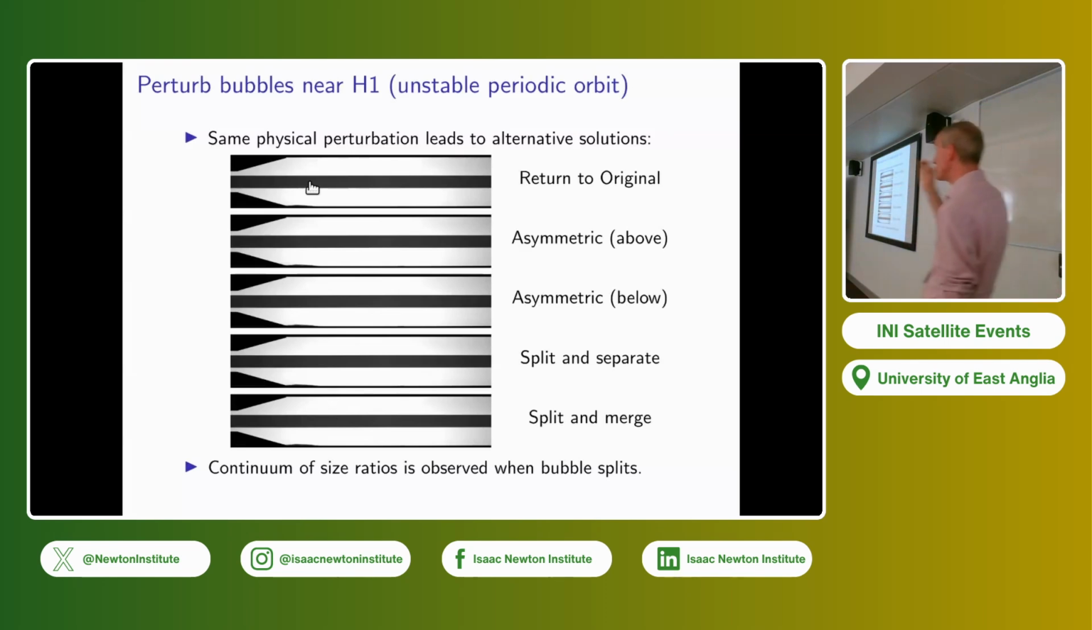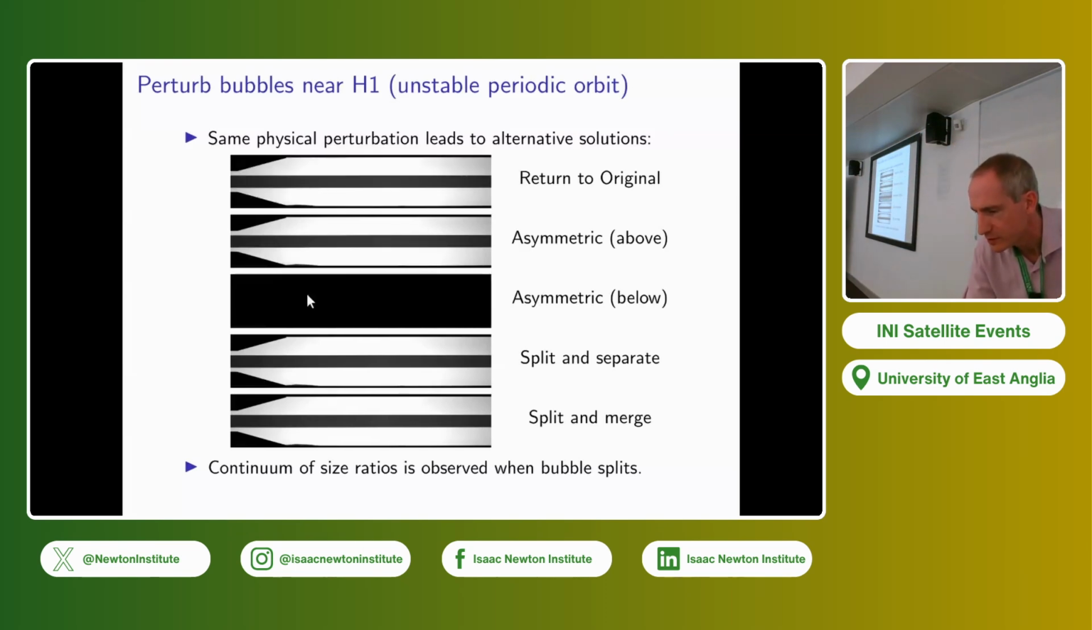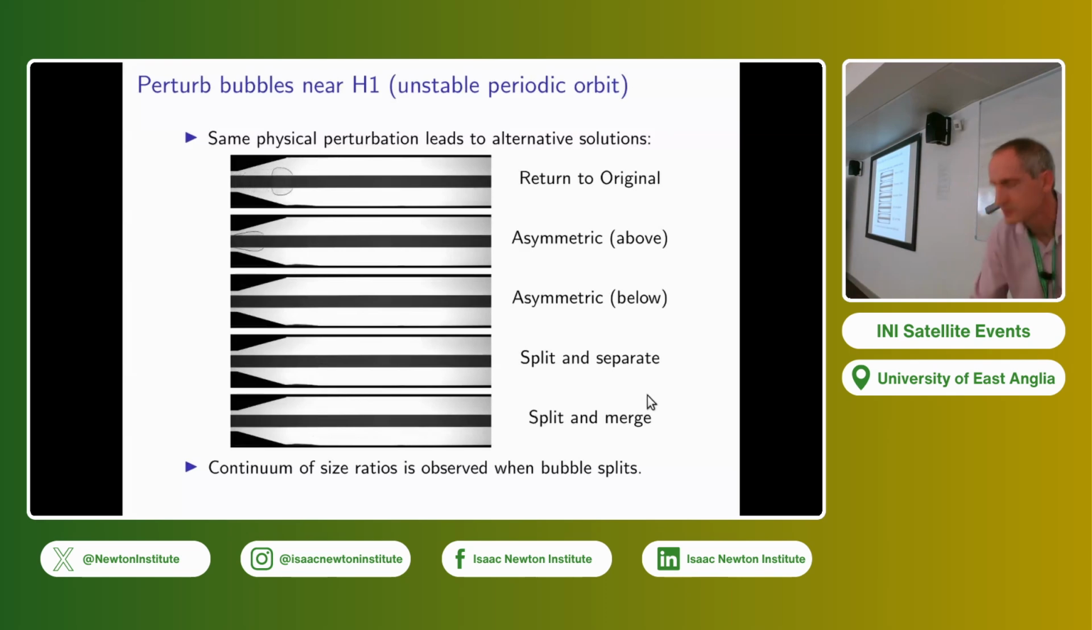The way that we do that is to put a washer on one wall. So hopefully this will work. I'm now going to show you 5 different videos where we're applying the same perturbation. We've got the same bubble coming through. So look at the top: it hits the washer, it's perturbed, it wobbles, it comes back to where it was. The next one hits the washer, wobbles around, and then becomes asymmetric. The next one becomes asymmetric on the other side. The next one splits into two and separates. And the last one splits into two and then merges.